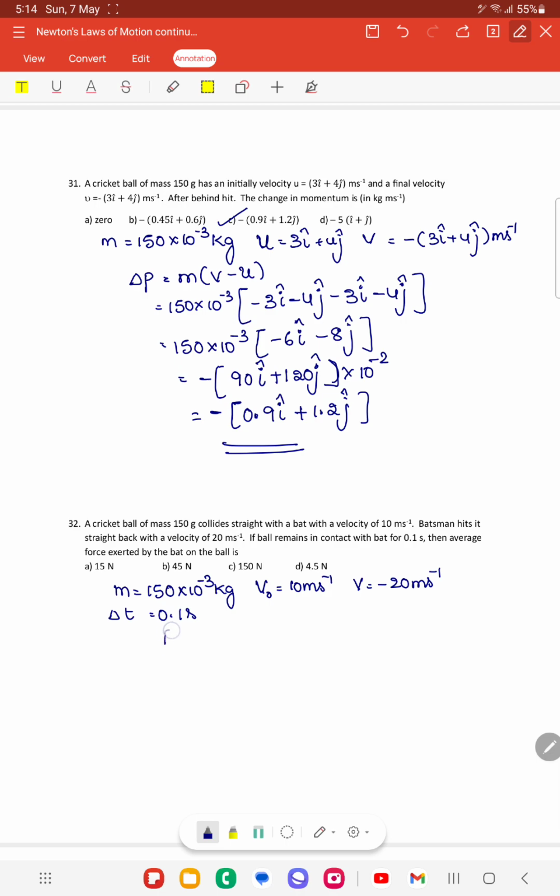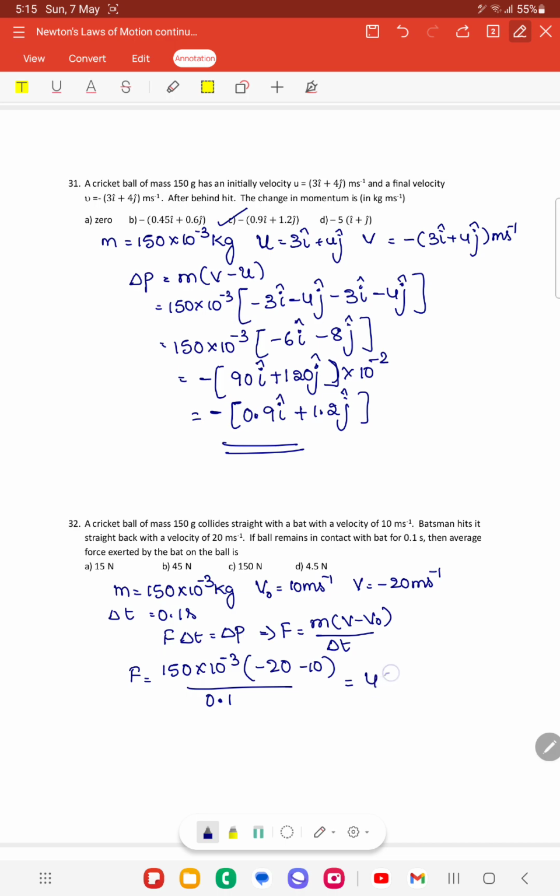So we have the impulse F into delta t is delta p, that is F equals m into v minus v naught divided by delta t. Substituting the values, we have F equals 150 into 10 raised to minus 3 times minus 20 minus 10 divided by 0.1, which is nothing but 45 Newton in magnitude. So option B is the right answer.